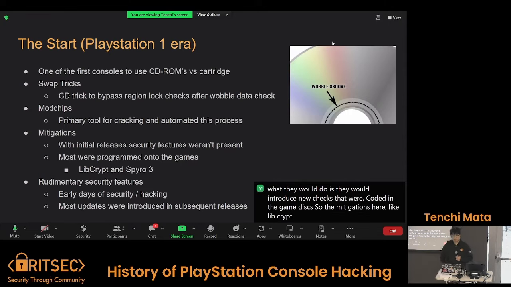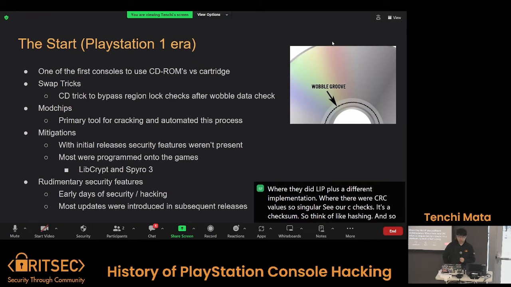So libcrypt was a 16-bit key that was programmed into the game disk itself, and it would check to see if that existed and had been modified or not. A famous example of that was Spyro 3, where they did libcrypt plus a different implementation with CRC values, circular redundancy checks. It's a checksum, so think of hashing.